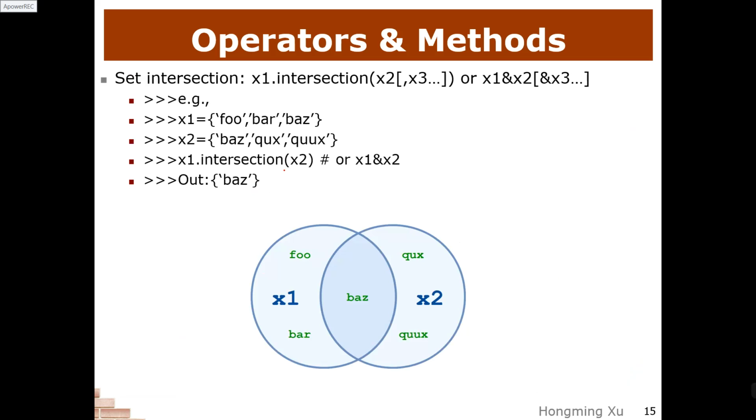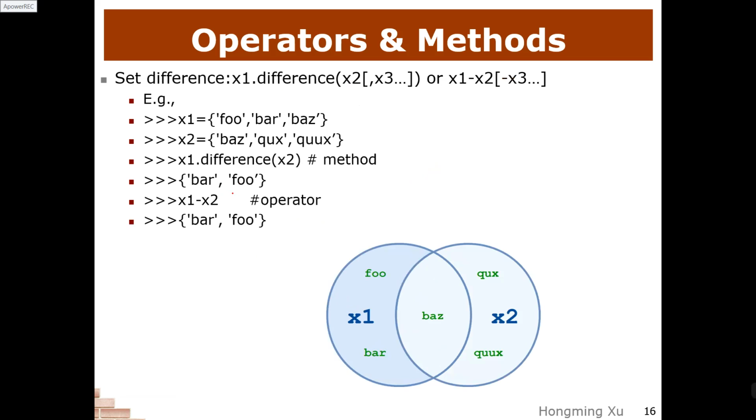The second is the intersection operation. We can find the elements that are present in both sets, or in all of the sets. Also, we can use the intersection method, or we can use the AND operation. These are the examples I have written. Basically, for these two sets, the output is the elements that are found in both of these two sets. So it's the output for the intersection operation.